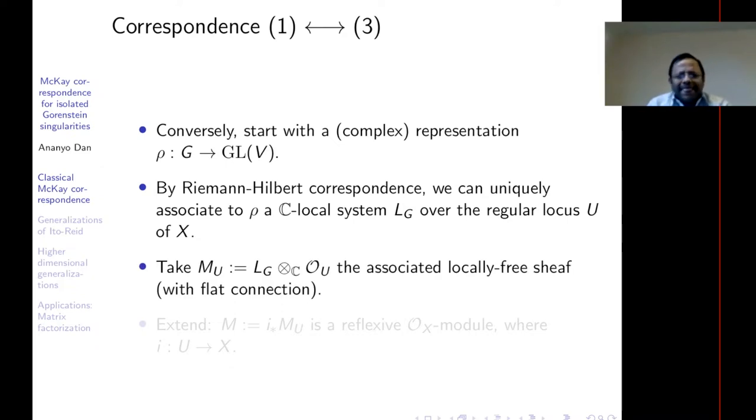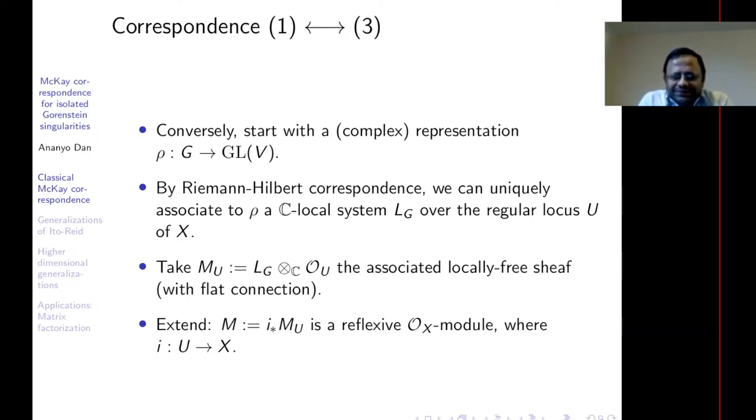Okay. Now, to this local system, we can associate a locally free sheaf. We just need to tensor it with the regular functions. And now we have a locally free sheaf on the regular locus of X. And the singular points are of codimension at least 2. Then we can extend just by taking the push forward from this U to X, and we will end up with a reflexive sheaf.